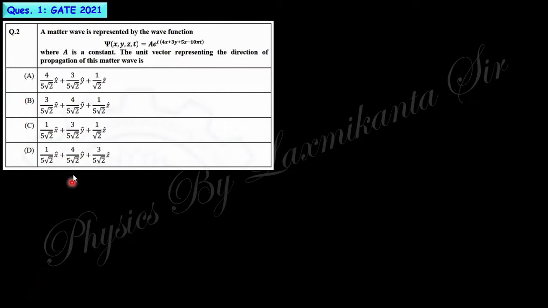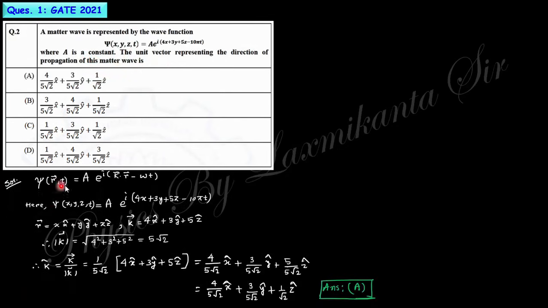First question says that a matter wave is represented by this wave function; find the unit vector, or the direction of propagation, of this matter wave. This is the general equation of the wave function of a matter wave, that is, exponential i(k dot r minus omega t). If we compare with this, k dot r is this one, r is x cap, y cap, z cap, and if we take this k, then it satisfies this equation. So the magnitude of this k is this one. So the k cap, that is the unit vector of this propagation, that is k vector by mod k, equals this. So option A is the correct answer of this question.